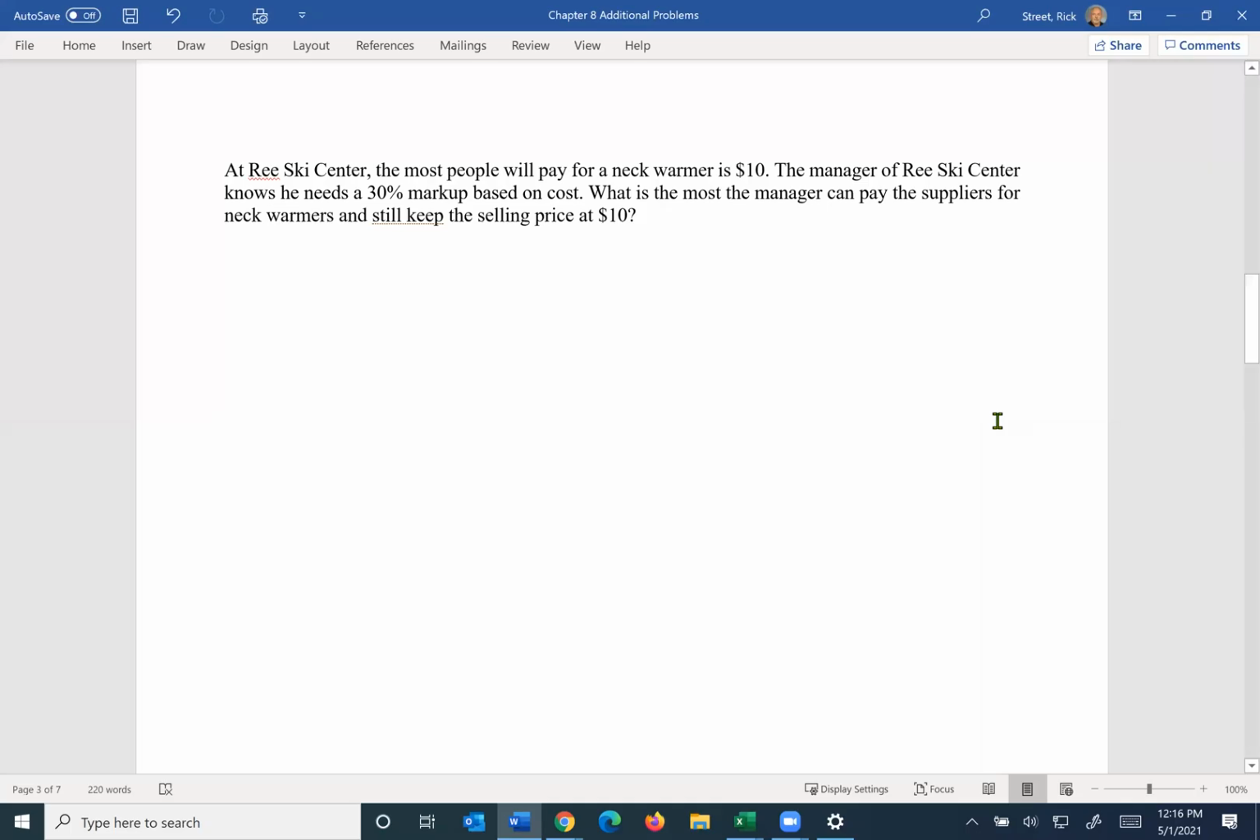Okay, we're going to now work on calculating a markup based on cost as your base and known amount. So in this problem here, we've got a ski center. The most people will pay for a neck warmer is $10. The manager of the ski center knows he needs a 30% markup based on cost. So we know that we're doing it based on cost.